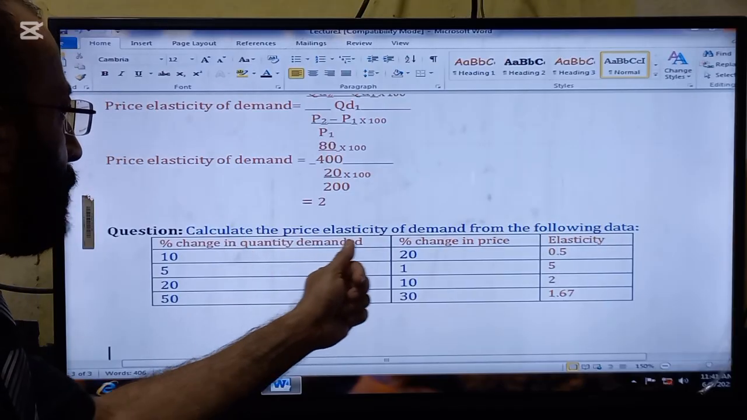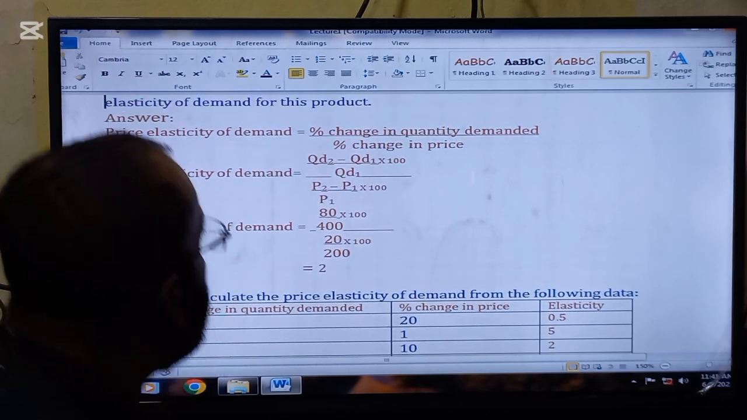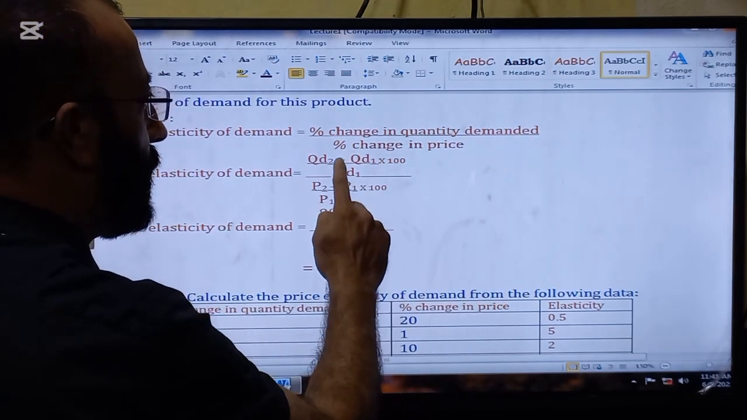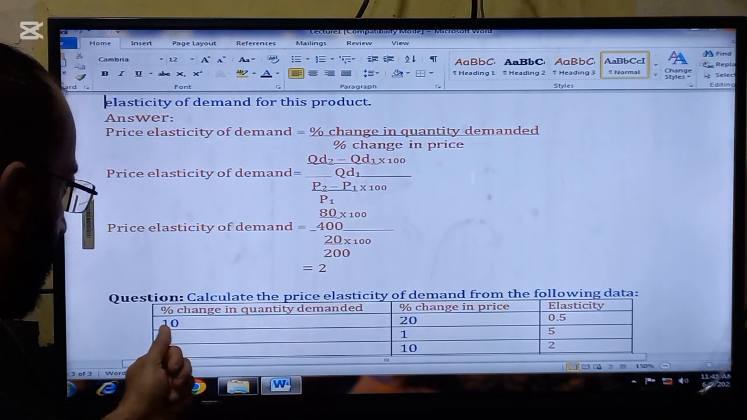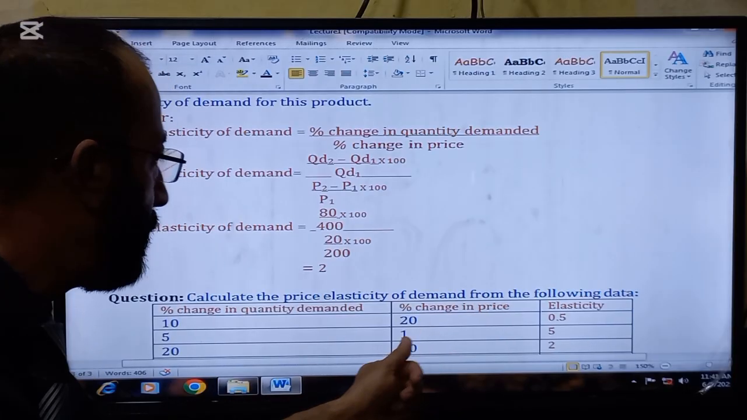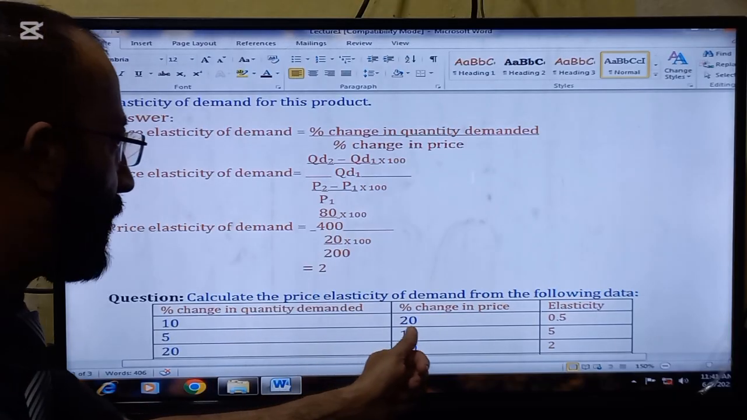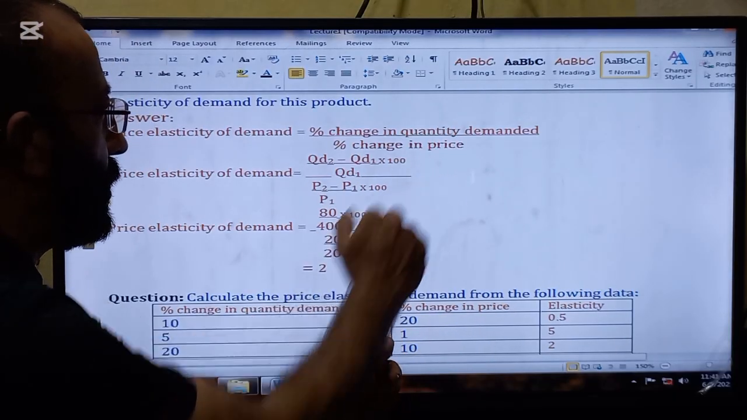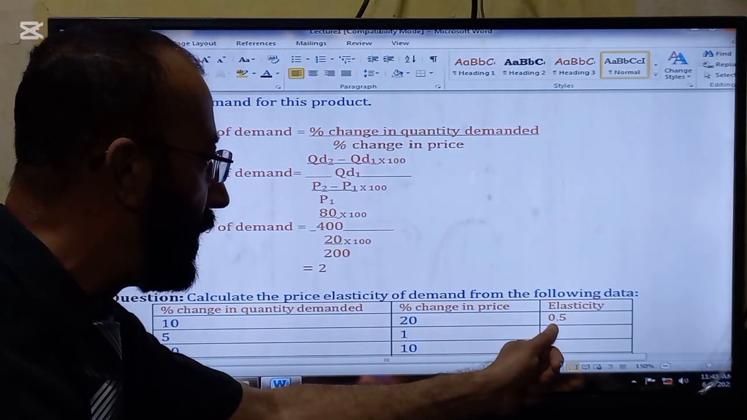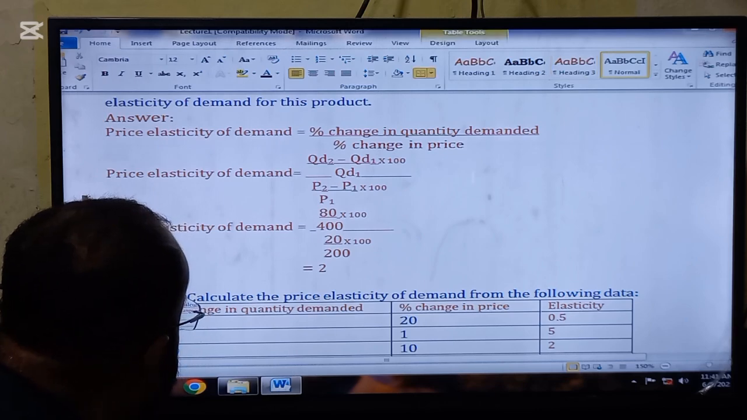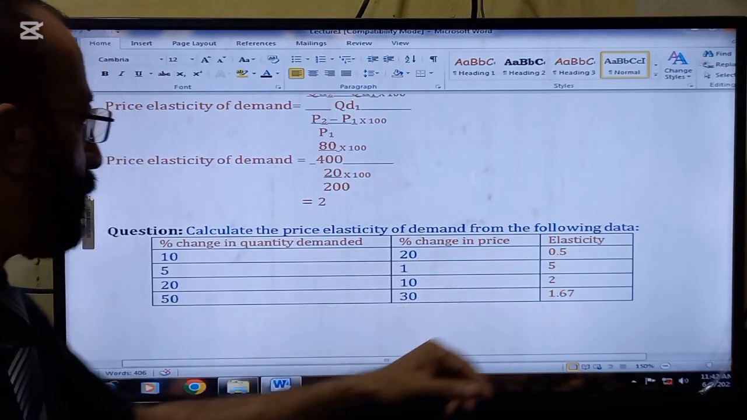So price elasticity of demand is the requirement. Look now, the formula is percentage change in quantity demanded over percentage change in price. This percentage change in quantity demanded is given and percentage change in price is given. So 10 over 20. 10 will be placed in the numerator and percentage change in price is 20, which will be placed in the denominator. 10 over 20. When you solve it on the calculator, you will get this answer. All these parts will be solved by the same method, like the first part.